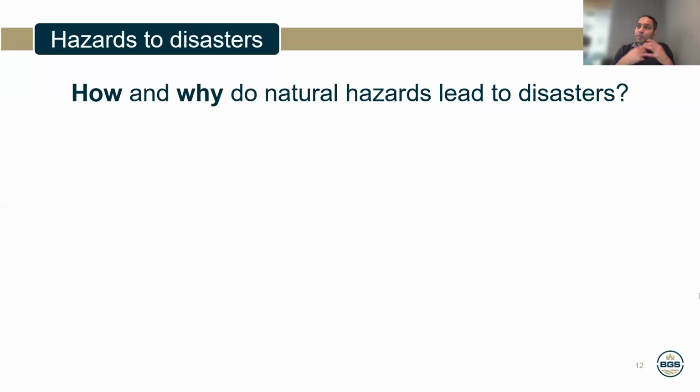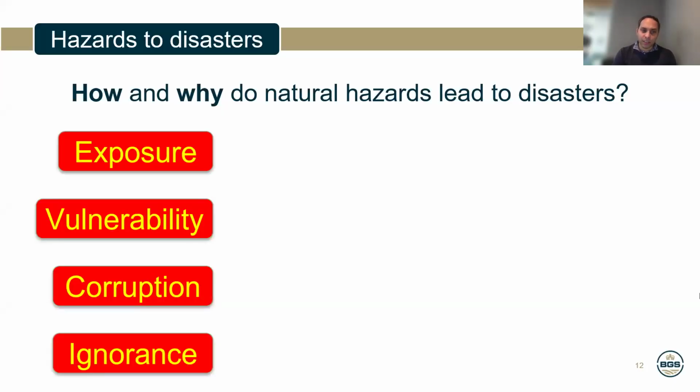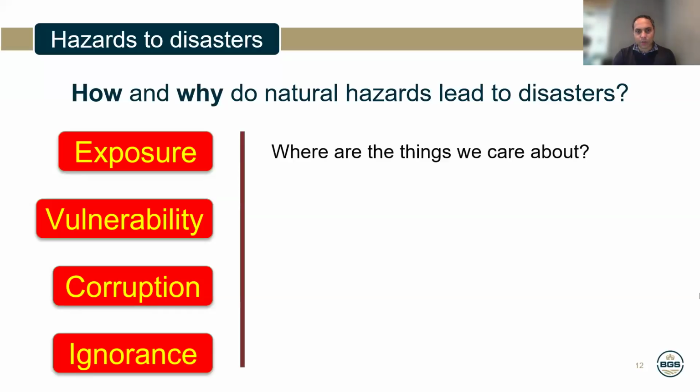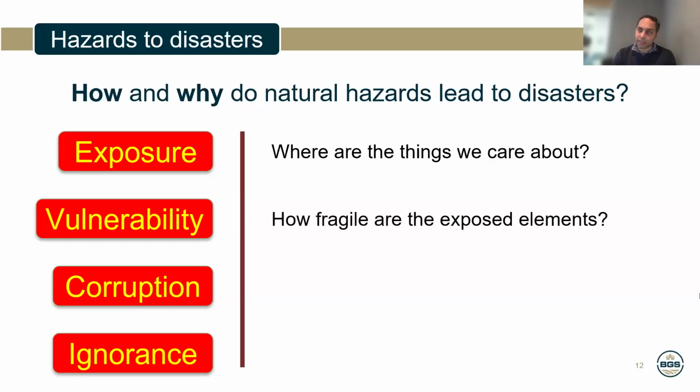And to start off, I'll give you the answers. I'll tell you how and why I think natural hazards become disasters. It's because of these 4 things: exposure, vulnerability, corruption, and ignorance. What do I mean by that? Exposure simply is where and what are the things that we care about. Vulnerability is how fragile are the things that we care about. Corruption is how enforced are the safety rules.